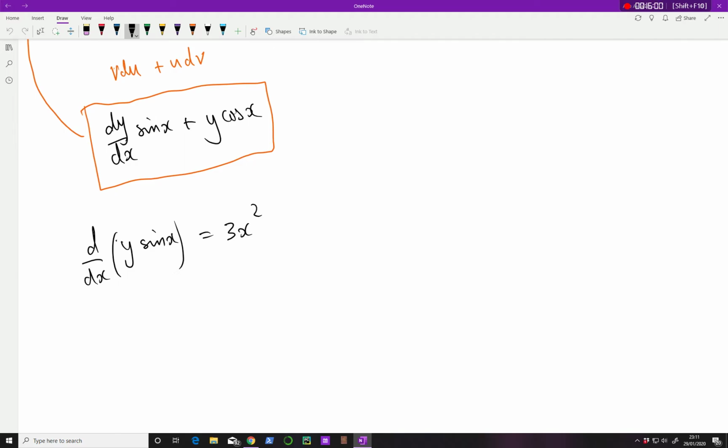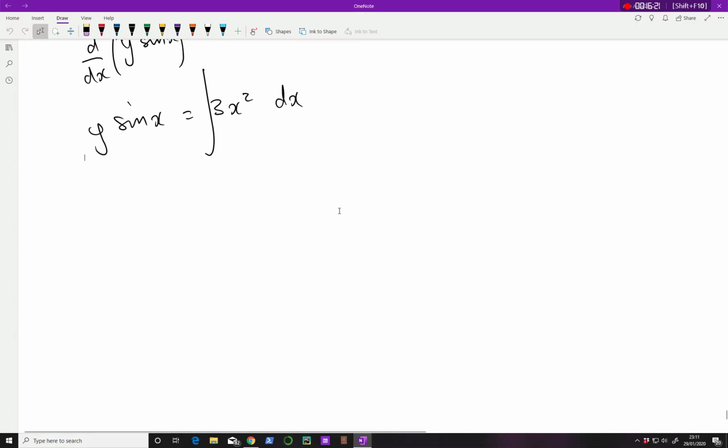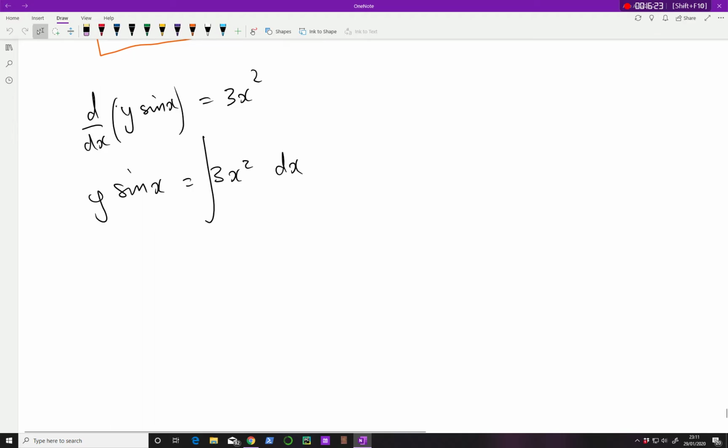So let's rearrange everything. In fact, we don't even need to rearrange anything. We have a dx here. What we can do is multiply both sides by dx to get y sine x equals 3x squared dx. Now, because we're integrating, that just becomes an integral. Okay? And we don't touch this, because that's connected directly to the y. We integrate this, so we get y sine x equals x cubed plus c, and then we simply divide both sides by sine x to get the solution.